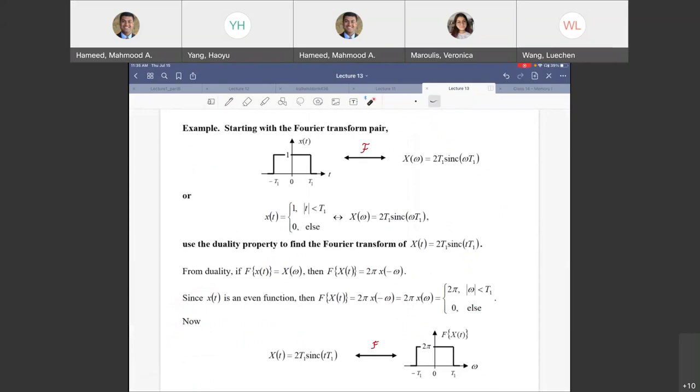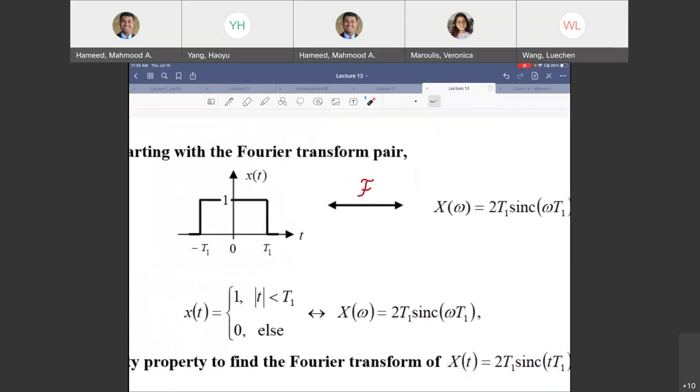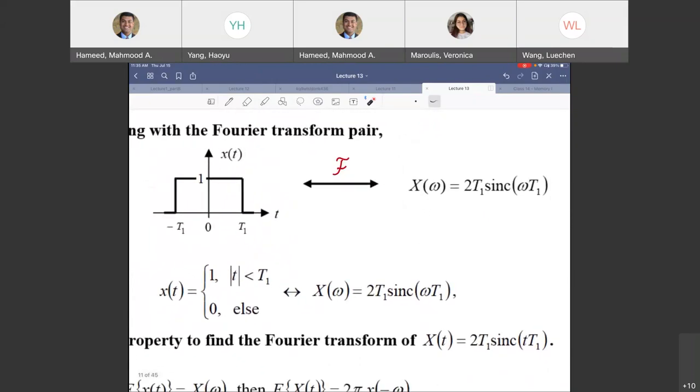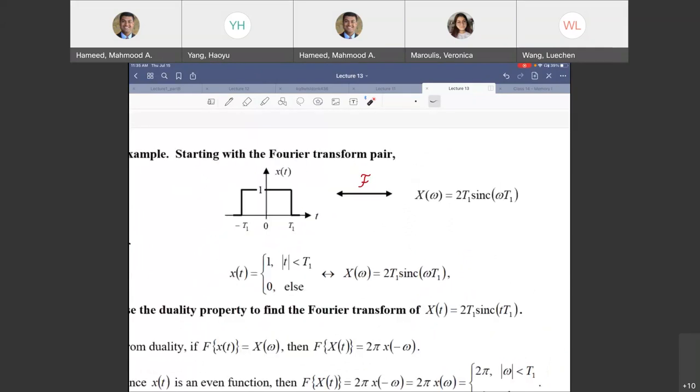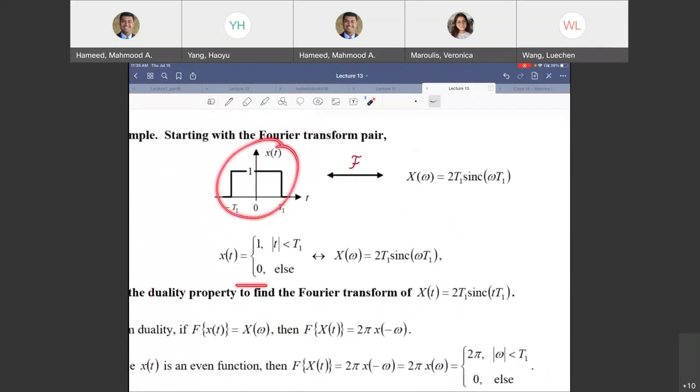Starting with the Fourier transform pair. I have a rectangle in the time domain. If I have a rectangle in the time domain, the Fourier transform of that is 2t1 sinc omega t1. We have derived this, we have talked about this many times. And you can express the time domain signal not just as a sketch, but also in a bracket notation over here. x of t is 1 between negative t1 and t1, and it is 0 otherwise. The Fourier transform of that is going to be 2t1 sinc omega t1.